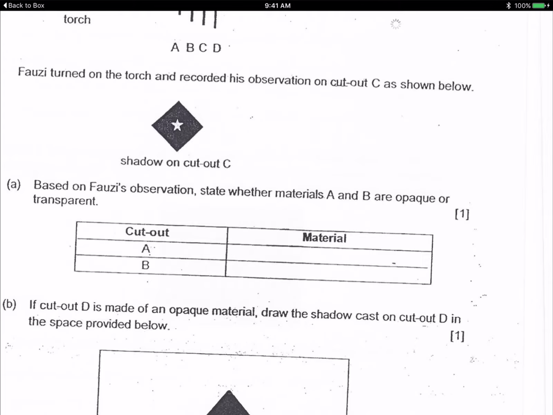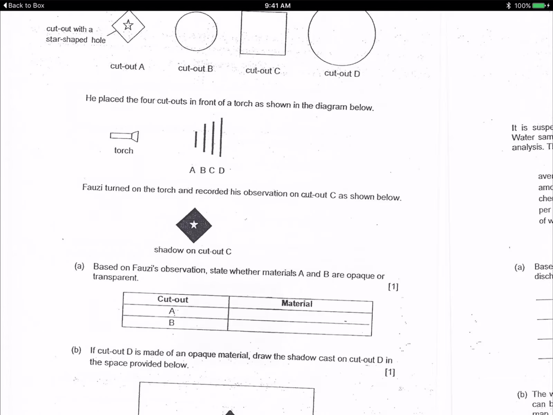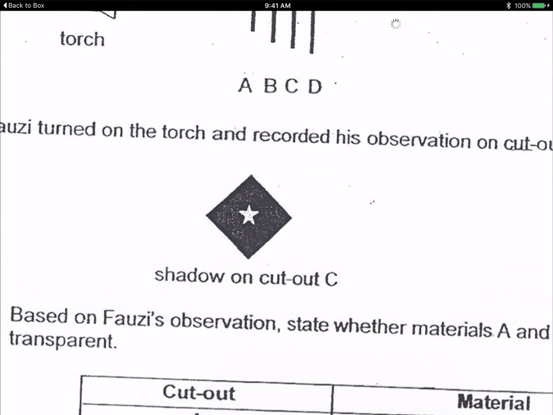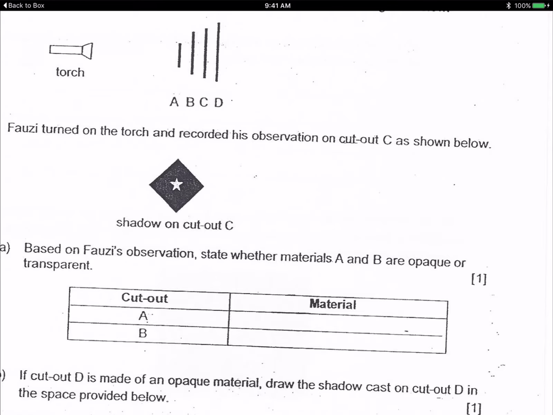Okay, so light. Okay, so we know that light cannot pass through opaque objects. So you have four objects here, A, B, C, D. Now, they gave you this shadow. So which one is opaque, which one is transparent?